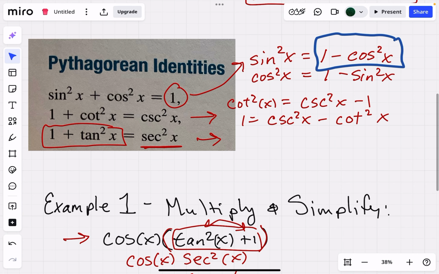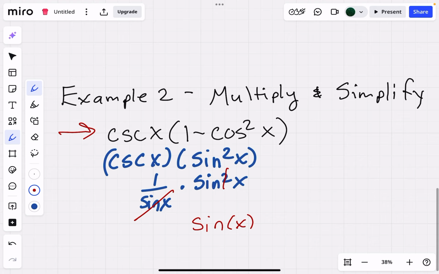So I can put here sine squared of x, and it's going to be multiplied by cosecant of x. However, our basic trig identities say that cosecant is the reciprocal of sine, right? So let's put 1 over sine of x times sine squared of x, and it's happening again where this will cancel with one of these, and we're simply left with the sine of x, right? Let's graph the original, let's graph our result and let's see if we got the same thing.